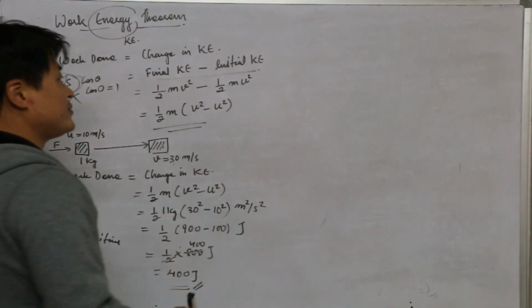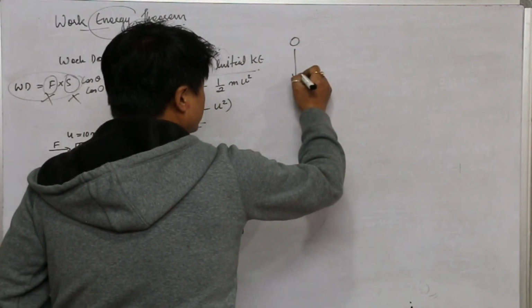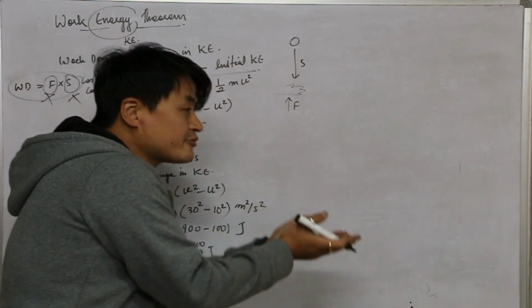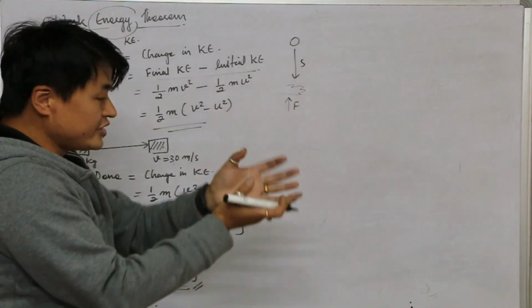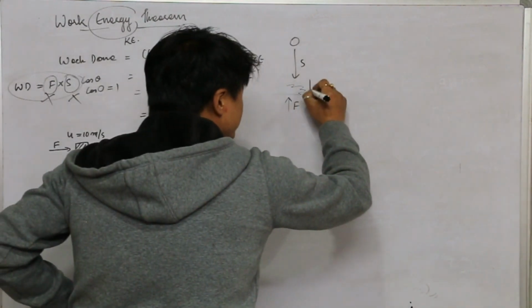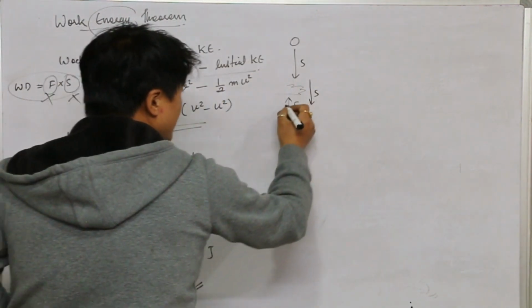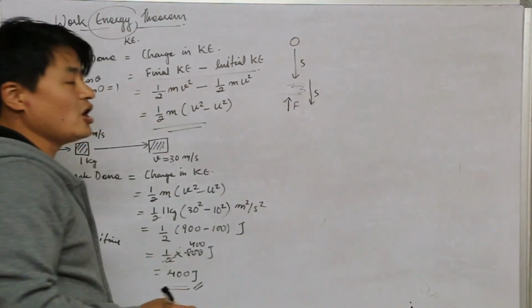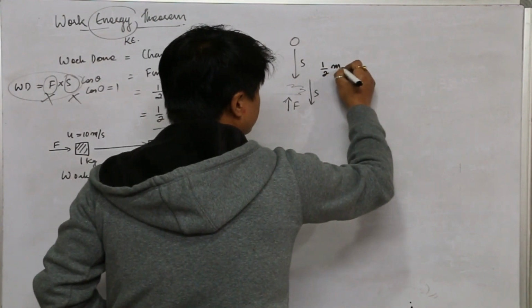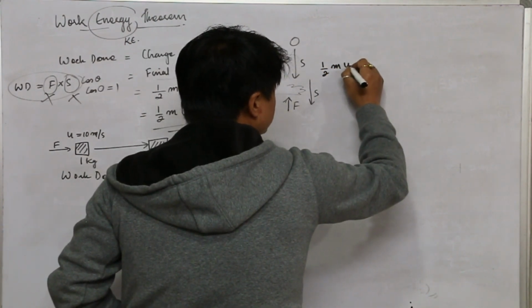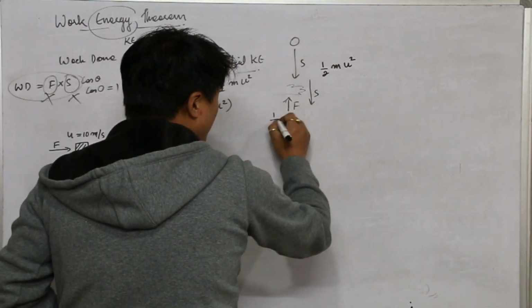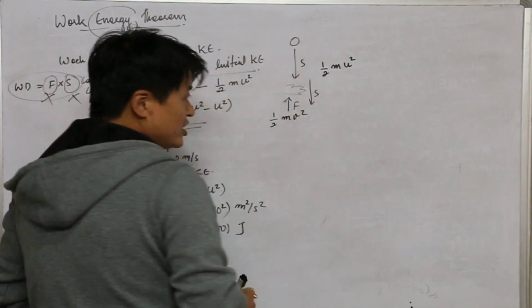Let's take another example. If the ball is falling downwards, the ball is displacing in this direction. In order to stop the ball, we have to apply the force upward here. So that means displacement will be in the downward direction and the force we applied will be in the upward direction. Initial kinetic energy is half m u square, okay, initial, and the final will be half m v square.